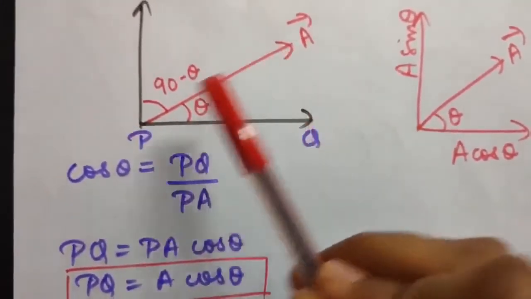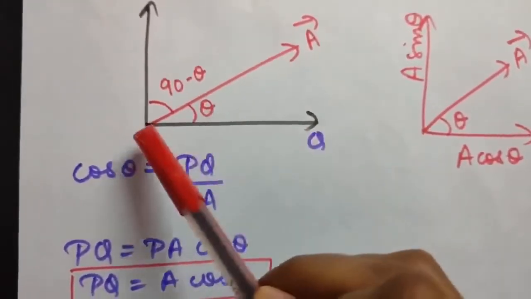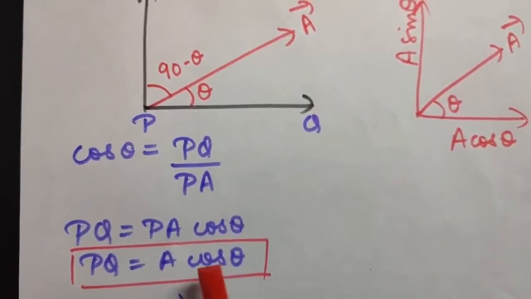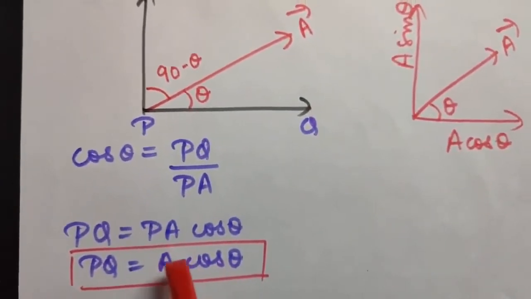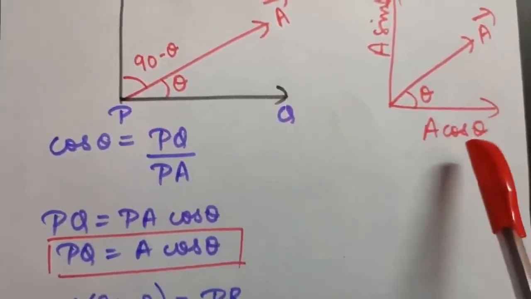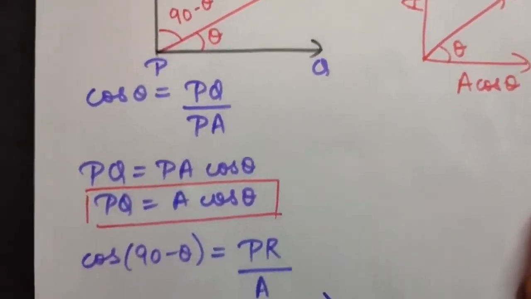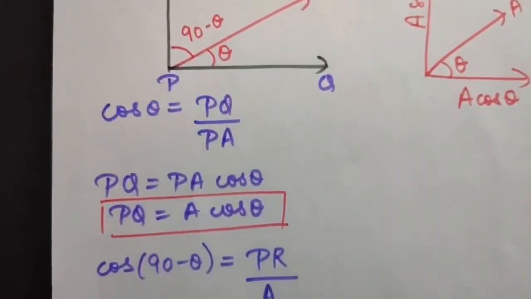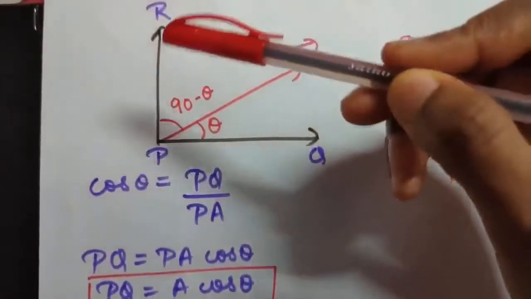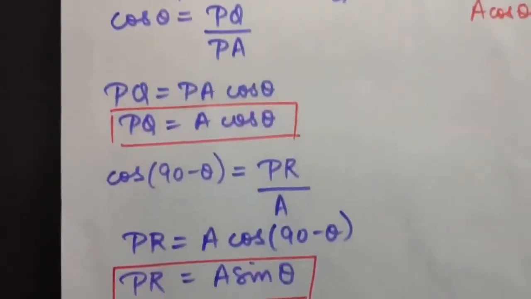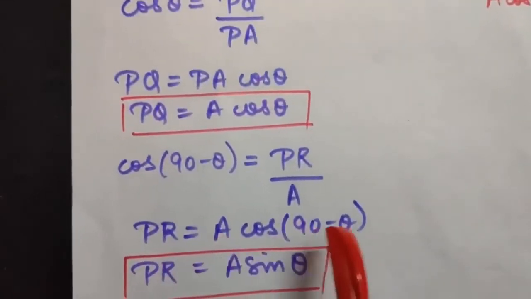Magnitude of A. So this is vector A, and this length will be equal to the magnitude of A. So PQ will be A cos theta, where A is the magnitude of vector A. Now similarly, if I calculate cos 90 minus theta, again it will be base upon hypotenuse. In this case, base is PR and hypotenuse is again A. So PR will come to be A cos 90 minus theta.